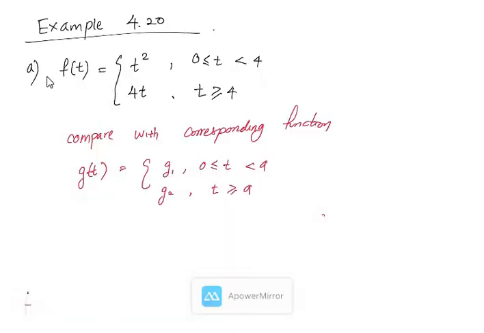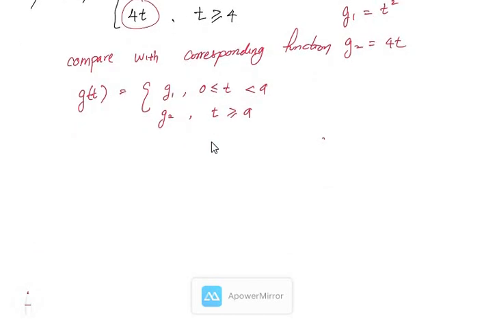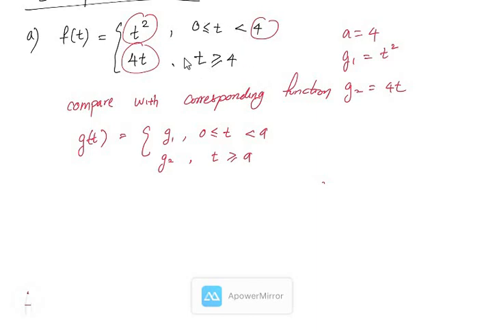To solve this question, we first compare with the corresponding function. g(t) is equal to g1 for t from 0 to a, and g2 for t more than or equal to a. If you compare the question with the corresponding function, we can easily detect that a is 4, g1 is t squared and g2 is 4t. Then we can draw the graph, based on this function.